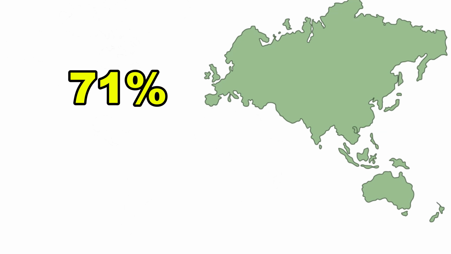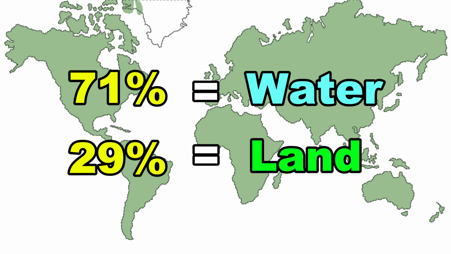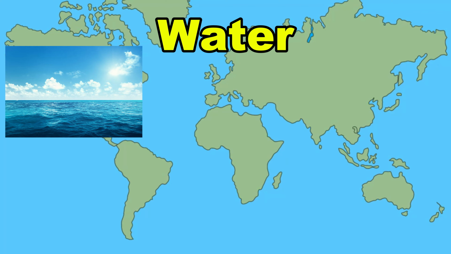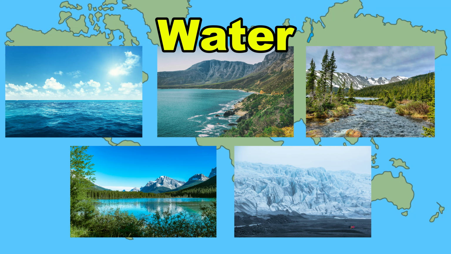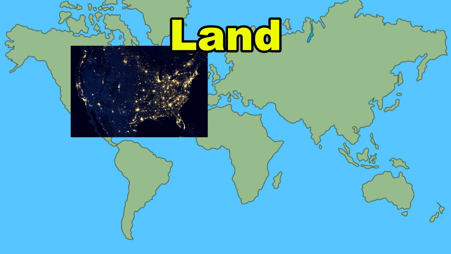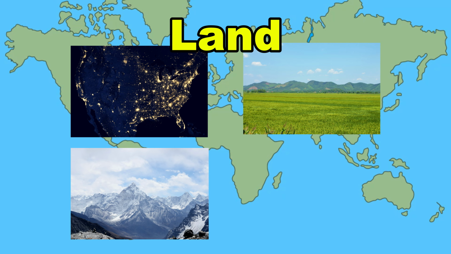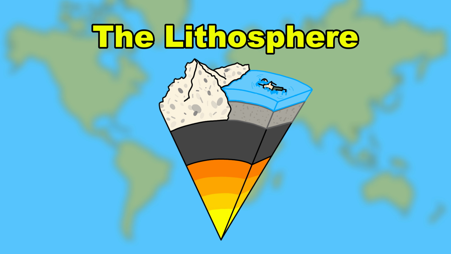But before we dive in, let's look at the Earth's surface. About 71% of our planet is covered by water, and only 29% is land. Water includes oceans, seas, rivers, lakes, glaciers, and even atmospheric water. Meanwhile, land forms continents, mountains, plains, and deserts. All of this sits on the Earth's outer shell, the lithosphere.